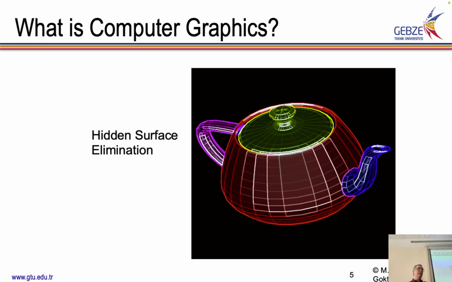So typically, when we have a model, this is a model of a teapot, you paint it. And when you are painting it on the screen, is this three-dimensional?